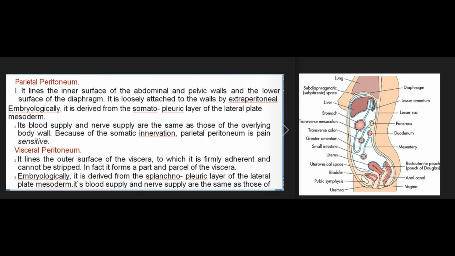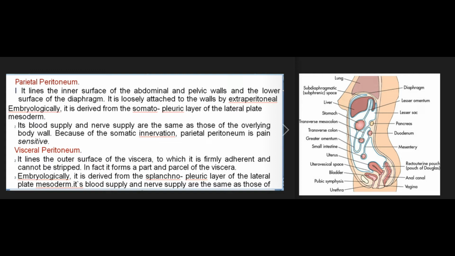diaphragm. It is loosely attached to the walls by extraperitoneal tissue. 2. Embryologically, it is derived from the somatopleuric layer of the lateral plate mesoderm. 3. Its blood supply and nerve supply are the same as those of the overlying body wall. Because of the somatic innervation, parietal peritoneum is pain sensitive.